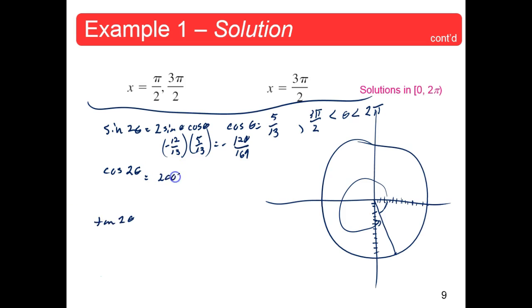That's 2 cosine squared theta minus 1. Okay, so let's plug that in. 2 times, and your cosine theta is 5 over 13, so that would be 25 over 169 minus 1. Well, that's a very small number, isn't it? That would be 50 over 169 minus 169 over 169. That's about 119, isn't it? A negative 119 over 169.